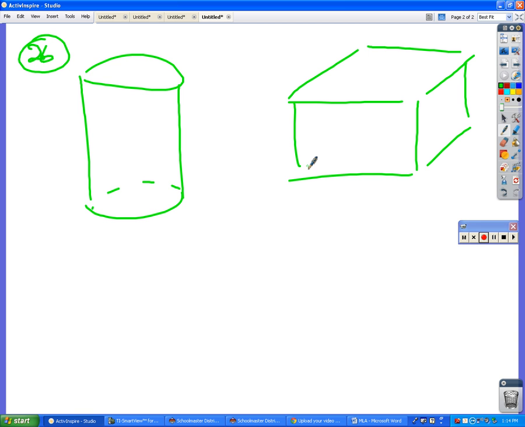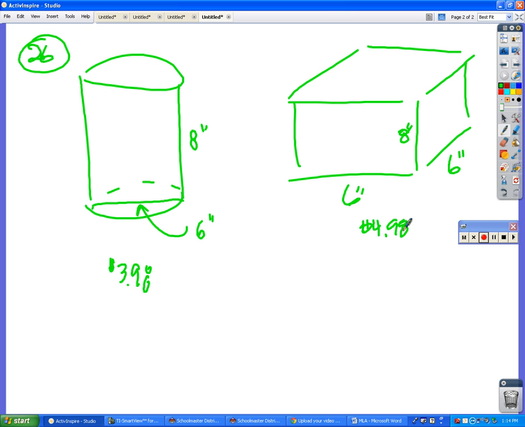Anyway, so it says this has a diameter of 6 inches and a height of 8 inches, and it costs $3.98. This has a square base with 6 inches on each side, 8 inches tall, and it costs $4.98. So this time, unlike with the pizza situation, instead of trying to find the area, what should I be finding? The volume, because ice cream comes in volume.